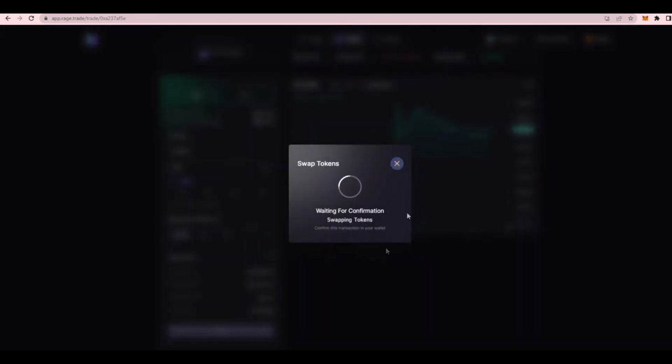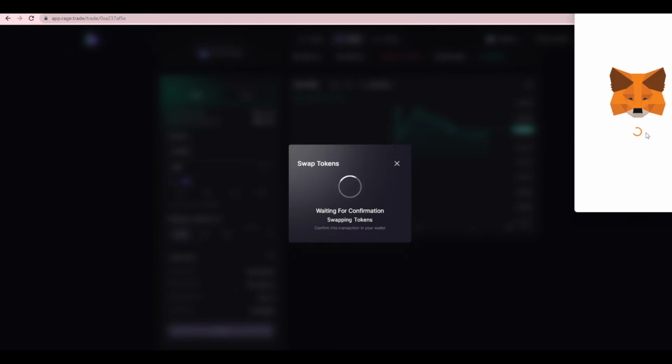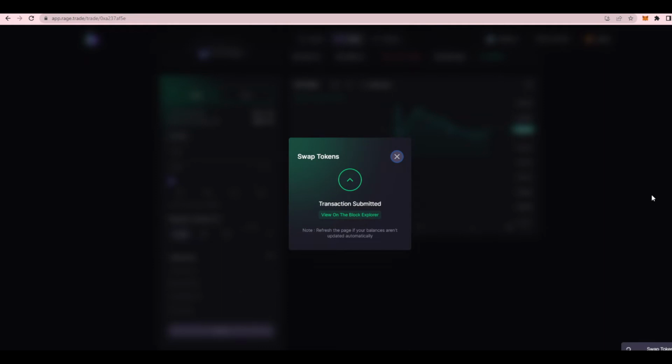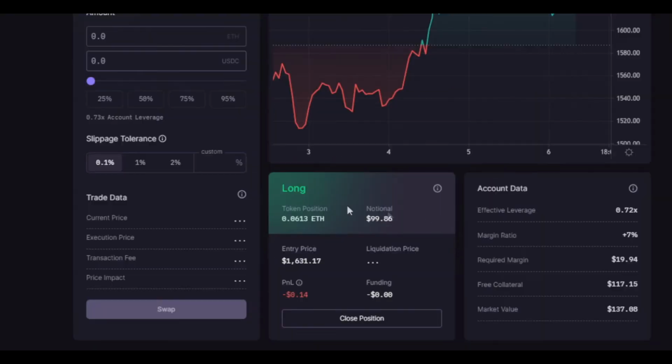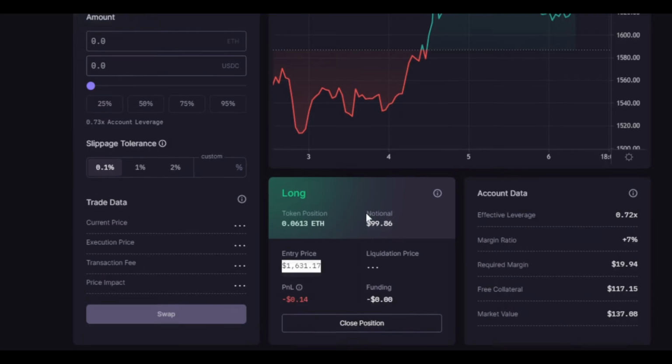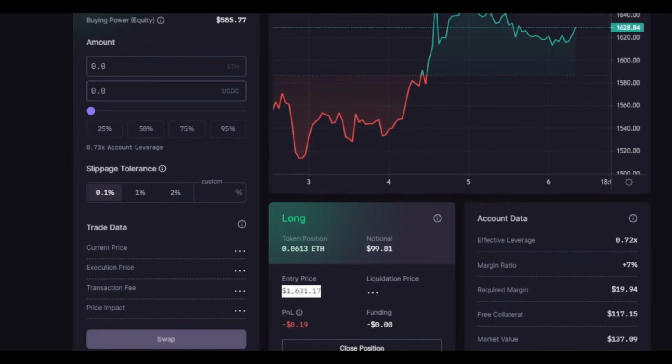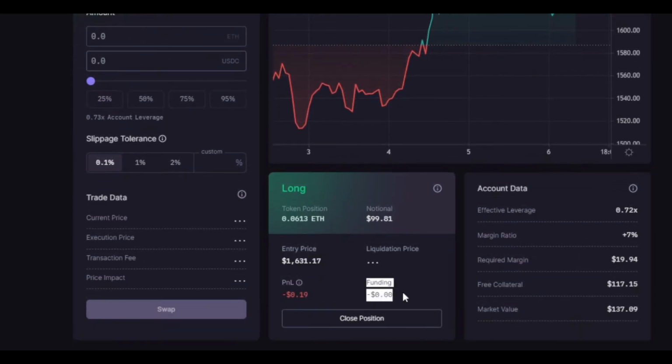We'll press swap. We'll have a MetaMask notification coming up, and we'll press confirm. There we go. My position has showed up. So I've taken a 0.0613 ETH position. This is my entry price, which is quite a bit higher than the index price, as you can see here, and I haven't paid any funding yet.